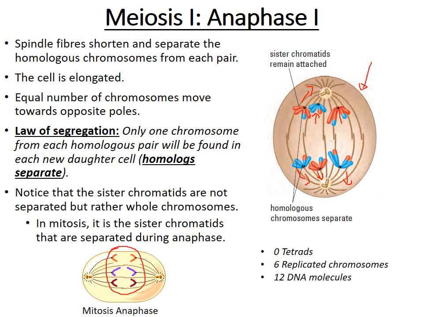So the idea is that by the end of this process, you have 3 chromosomes on one side and 3 chromosomes on the other side. They're still replicated chromosomes, they're still duplicated because we didn't separate the sister chromatids. We separated the homologs from each other.